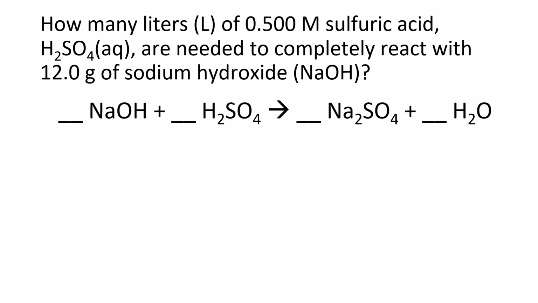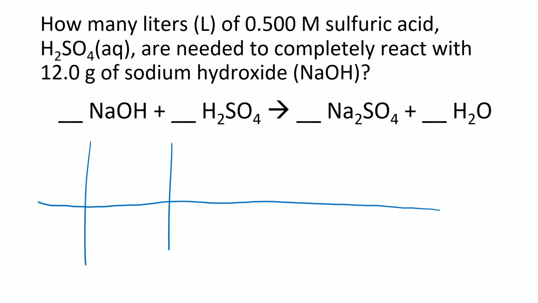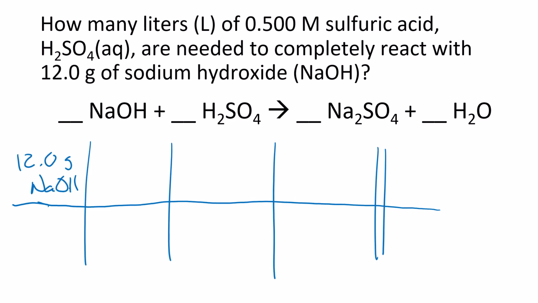How many liters of 0.500 molar sulfuric acid are needed to completely react with 12.0 grams of sodium hydroxide? So grams to liters in solution stoichiometry is a total of 4 steps. So 12.0 grams of NaOH over 1, and I want to get to liters of H2SO4. But before I can even do that, I need to balance my equation or reaction. So 2 here, 1, and then 1.